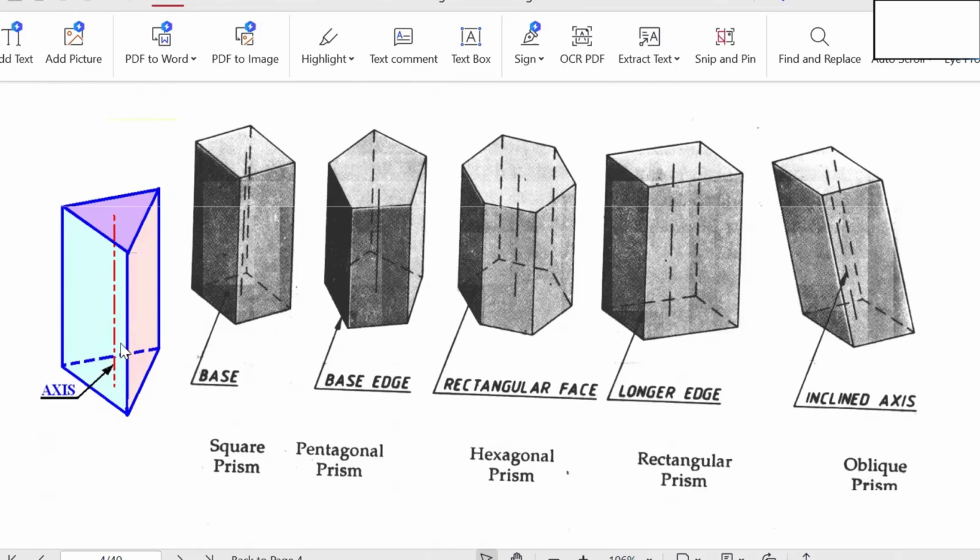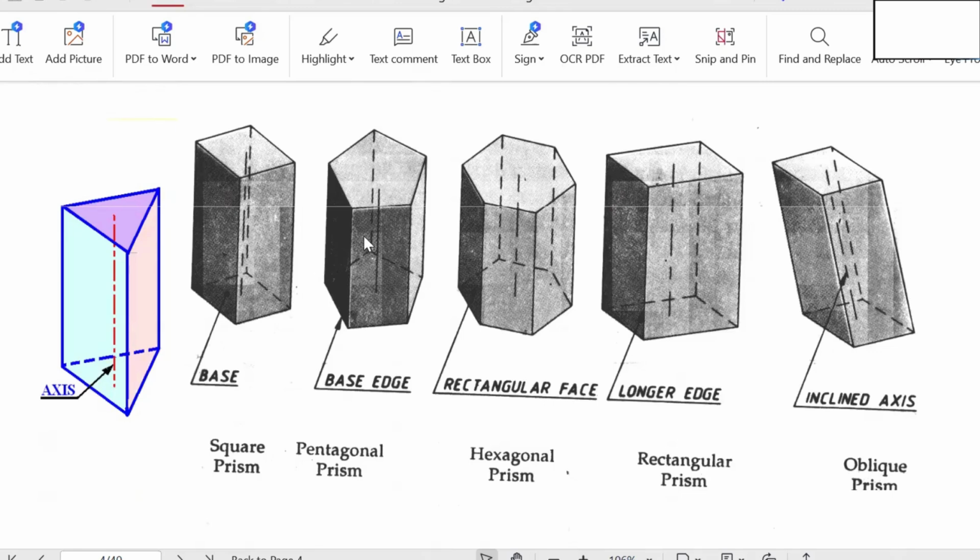Then coming to the next solid, the square prism. Prism means the end faces are similar. The top end is a square, and the bottom base is also a square. These two are similar end faces, two squares. They are joined by lateral surfaces, four in number. These lateral surfaces are rectangles or parallelograms. So four rectangles are to be considered to generate a square prism.